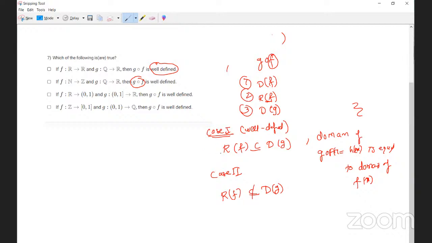Have you learned this? Case one, case two? For it to be well defined, we have to satisfy this condition. Now check for the first option.